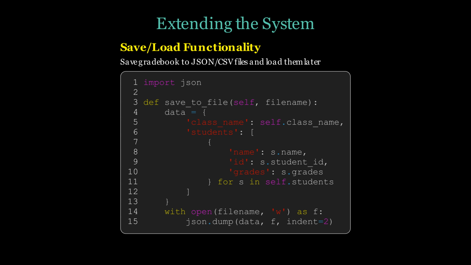This code shows how to convert student data to a dictionary structure and save it as JSON using Python's JSON module. The with statement ensures the file closes properly. You'd need a corresponding load method to read the data back and recreate student objects. This would let teachers save their work and continue later, essential for a real application.